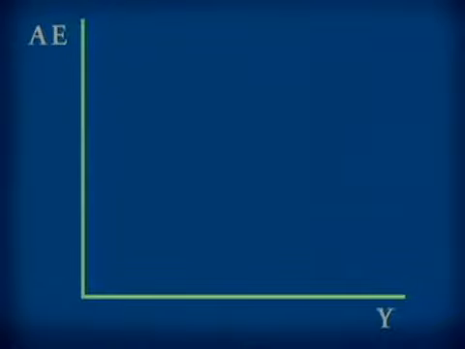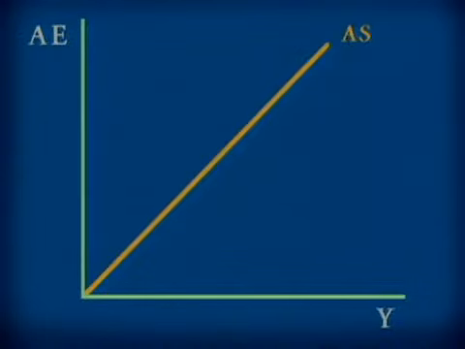The simple Keynesian model is nicely visualized using a diagram called the Keynesian cross. Here we plot output and income on the horizontal axis. On the vertical axis, we plot aggregate expenditures. The line at 45 degrees indicates where the economy will be at equilibrium, where expenditures are equal to income.